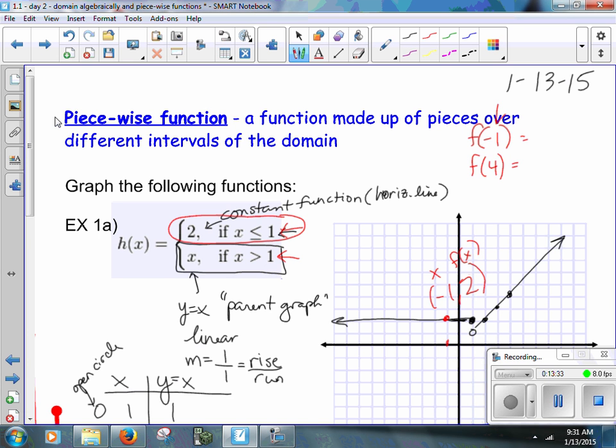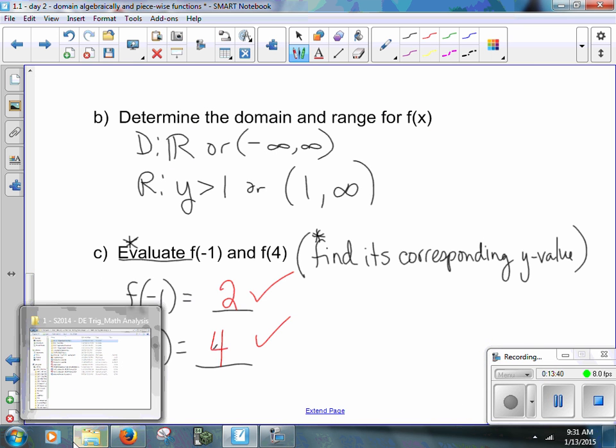Where is 4 going to fit in? Is it going to fit into the first constraint or the second constraint? Why? Because 4 is greater than 1, won't it? So, 4. If I plug 4 in, what's my y value?